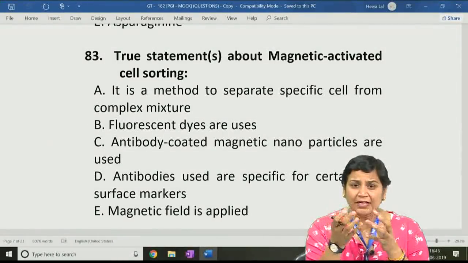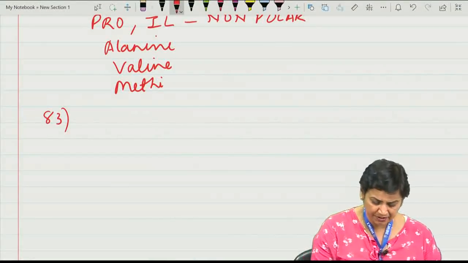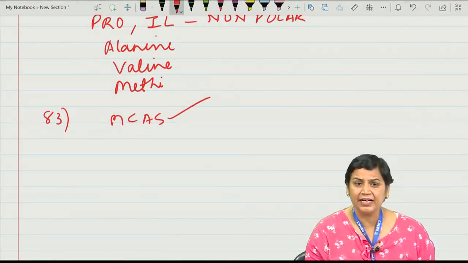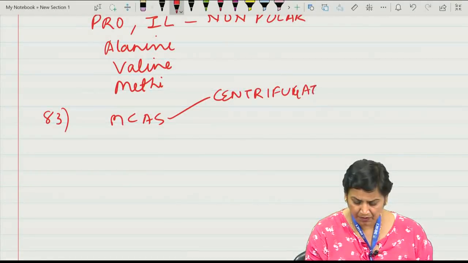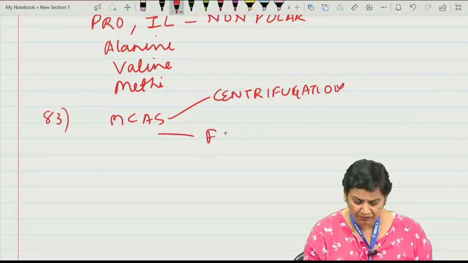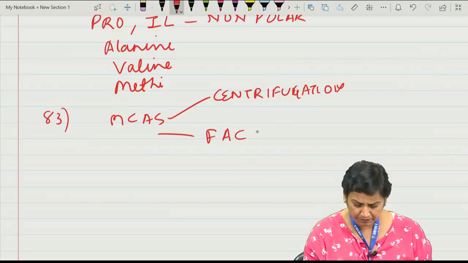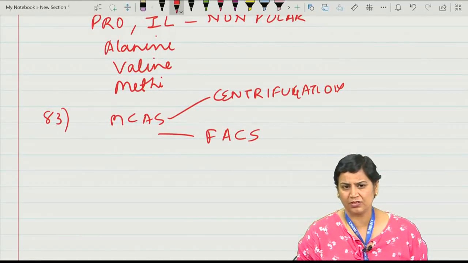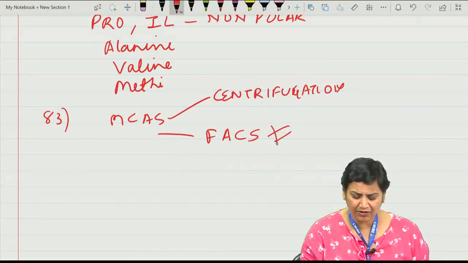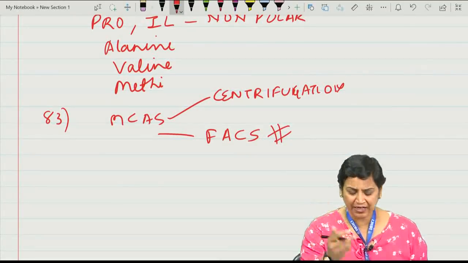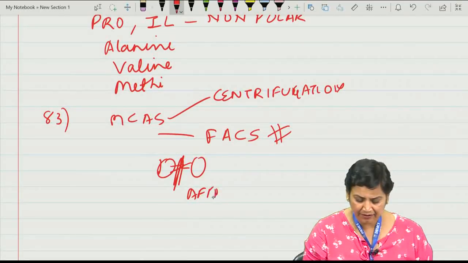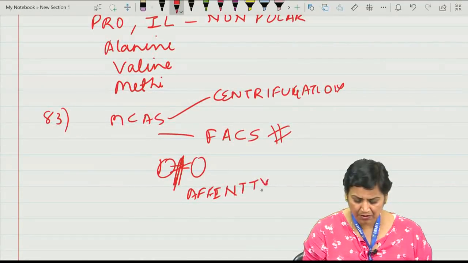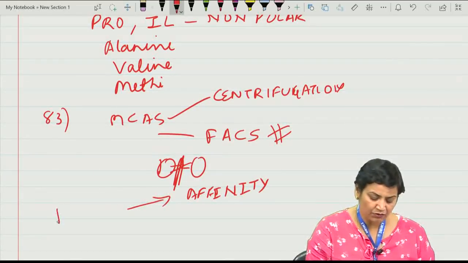Reason being, I told you that magnetic activated cell sorting is further of two types. Either it can be based on centrifugation or it can be in the presence of fluorescent molecules. But this is generally preferred because when fluorescence is there, we can easily see one molecule combining with the other molecule, there is affinity, and this affinity can be detected with the help of the fluorescent tag.